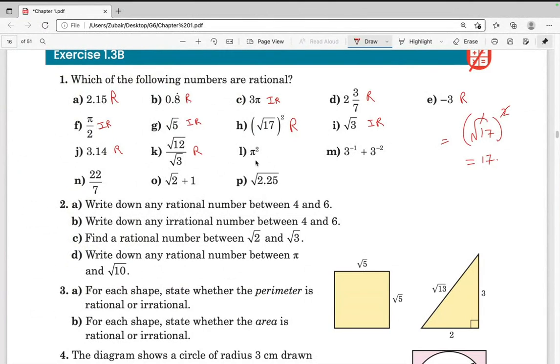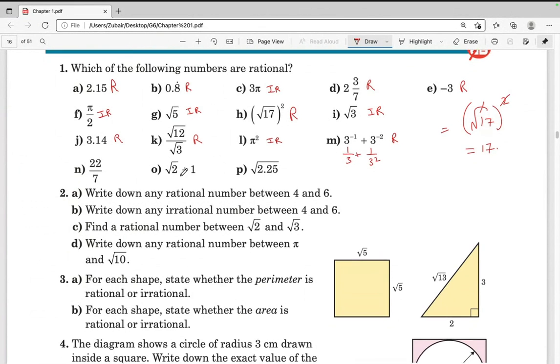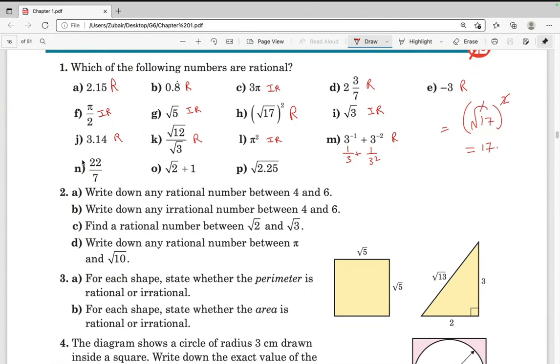L part, case pi square, irrational. M, rational. Ali is taking a little longer. Ali, all okay? Yes, sir. N is rational.